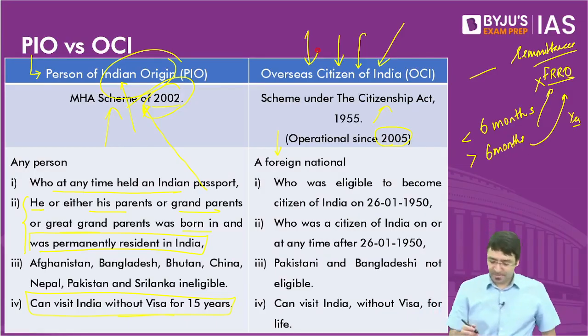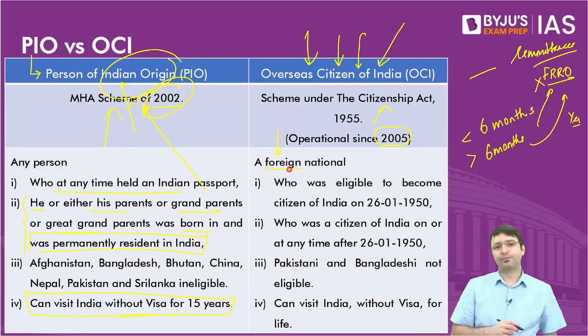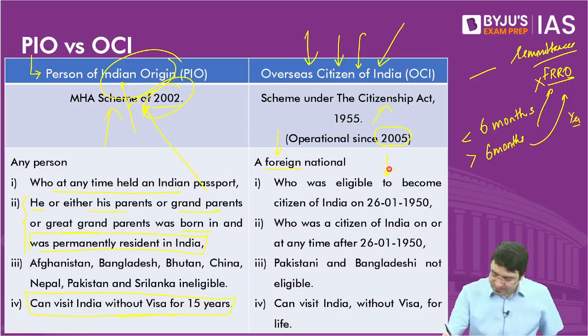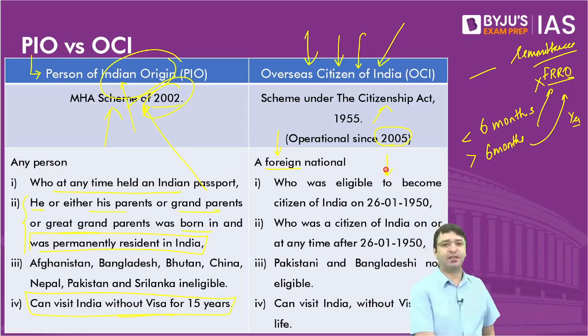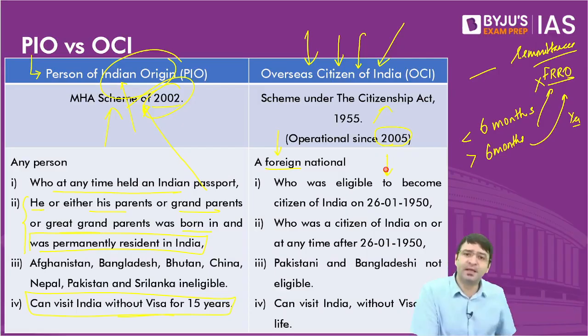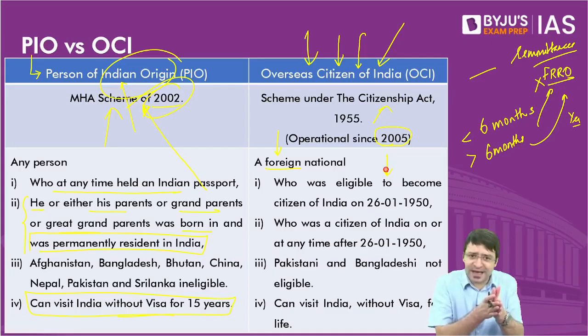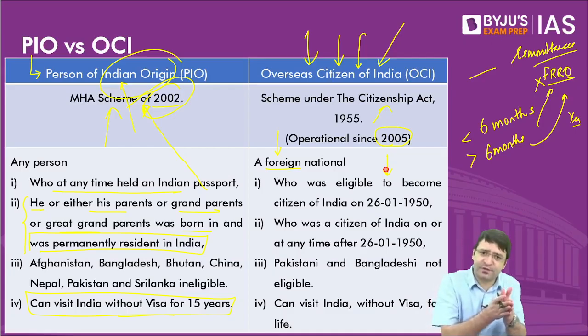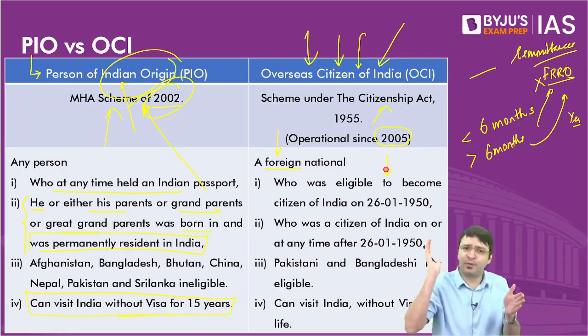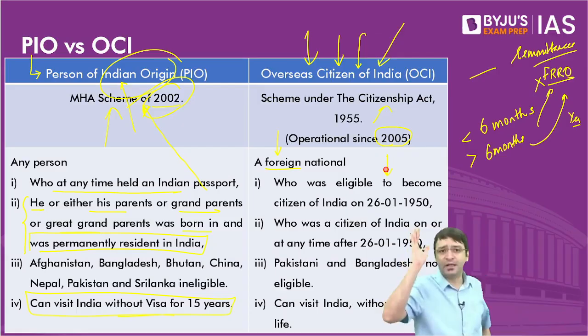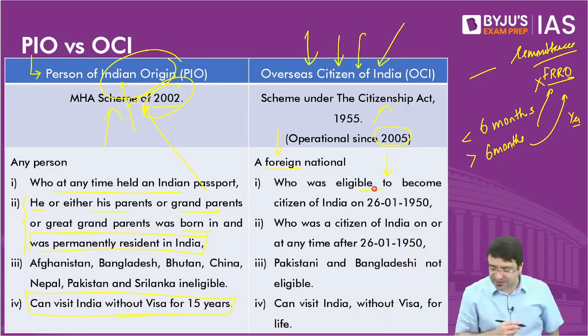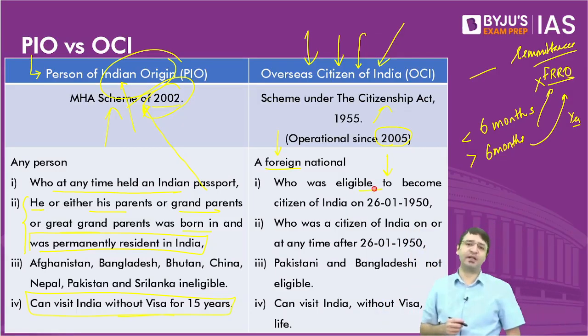And what is the benefit? If you are a foreign national and you were eligible to become a citizen of India on 26 January 1950, you were eligible, but you did not apply for Indian citizenship. Who was eligible to become an Indian citizen on 26 January 1950? If you were residing in India continuously for 5 years, but now you decided not to continue in India, you wanted to travel abroad and you became a citizen of another country. But you were eligible to become a citizen of India on 26 January 1950.